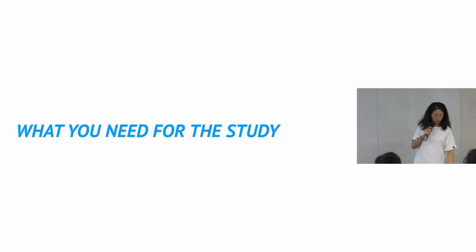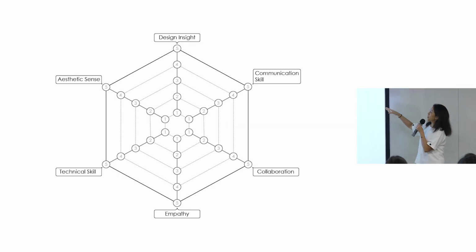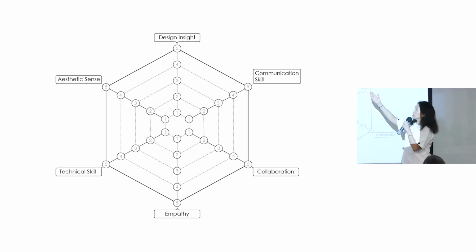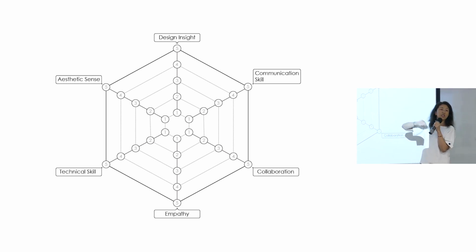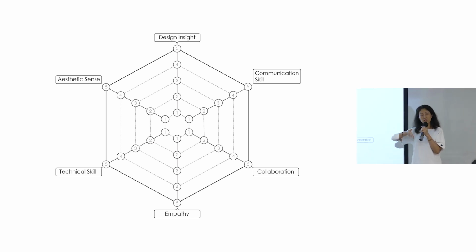And then what you need for the study, we developed this aptitude web, that these are the essential skills we're looking for when we're recruiting students. So you can take a look. You need to know how to communicate. You need to know how to collaborate. These are actually quite important. You need to have some design thinking ability and some aesthetic sense. You probably don't need to know how to draw really good, but you need to have that sense because we do have a visual layer to our design, right? And technical skill, we ask for a little bit.